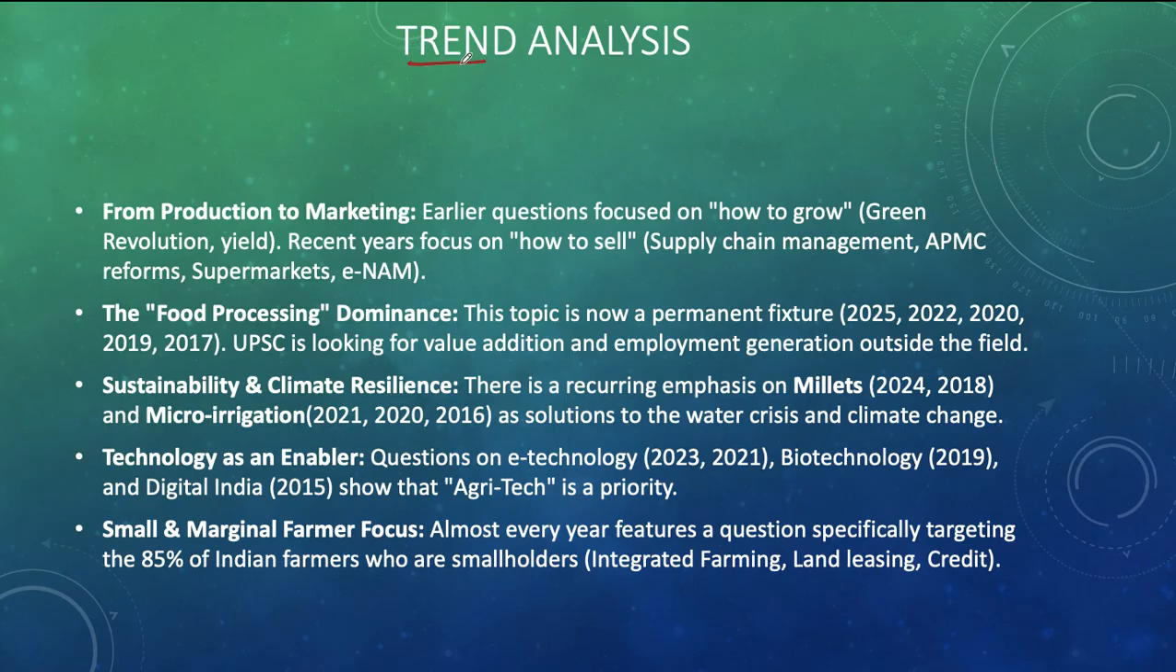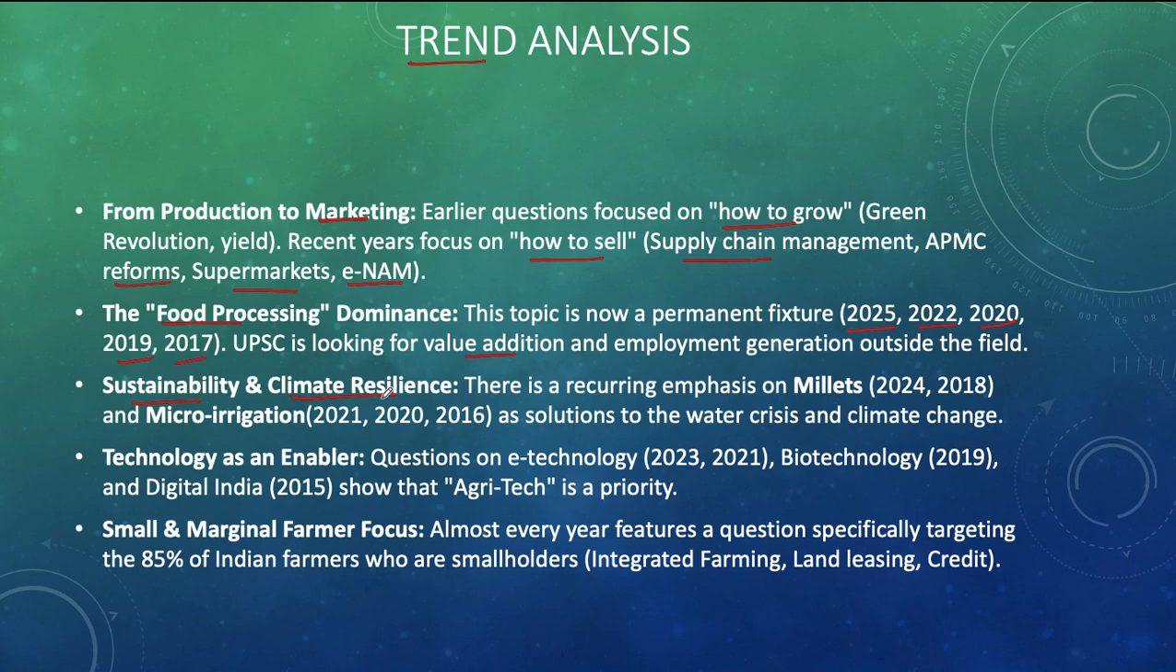Let's focus upon the trend analysis from production to marketing. That is, earlier questions focused on how to grow, but in recent years they were asking questions with a focus on how to sell, like supply chain management, APMC reforms, supermarkets, eNAM. The food processing dominance, this topic is now a permanent fixture because in 2025, 2022, 2020, 19, 17, there was a repeated theme of food processing questions, and UPSC is looking for more value addition here. So try to include more points regarding that.